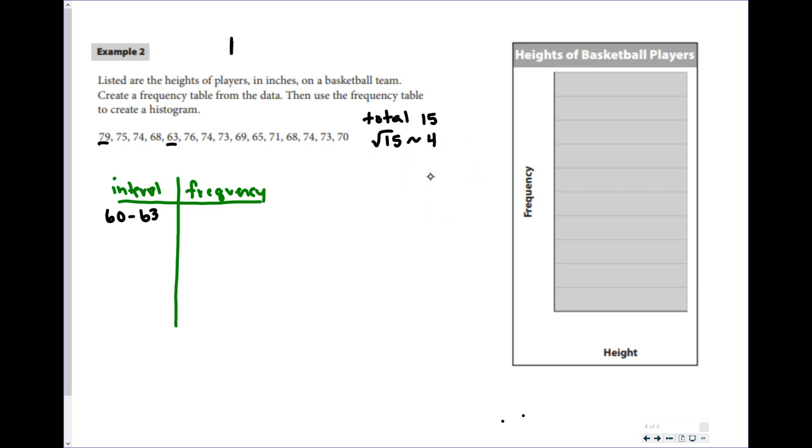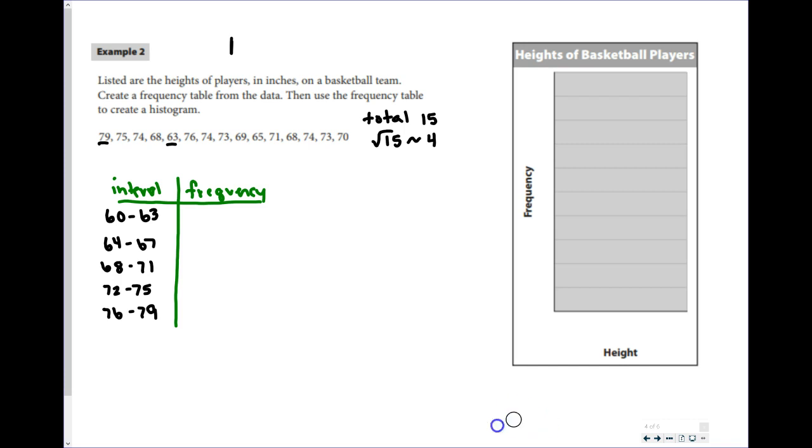You don't want to go 60 to 64. Now, you could have started at 61, you could have started at 62. As long as they're 4 apart and 63 is included, you're fine. Then my next interval, I'm going to go until I get to 79. So 64 to 67, then 68 to 71, 72 to 75, 76 to 79. Now I've got all of my values within those intervals, and all my intervals are evenly spaced.